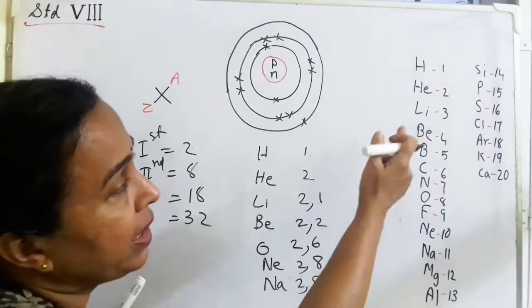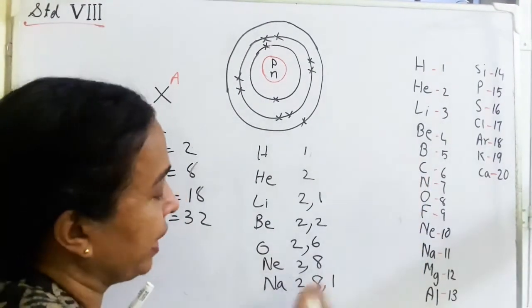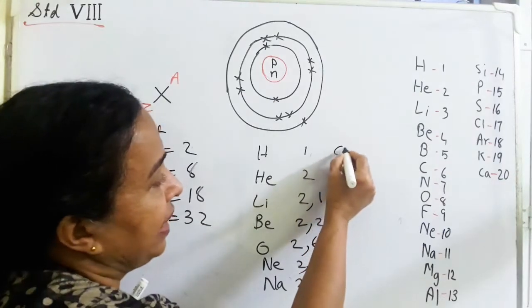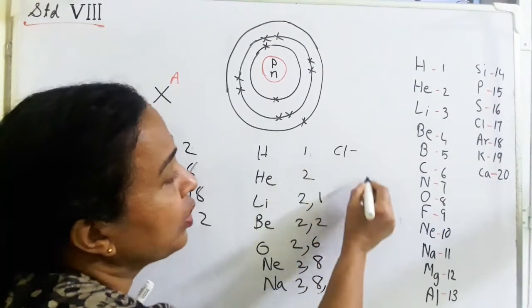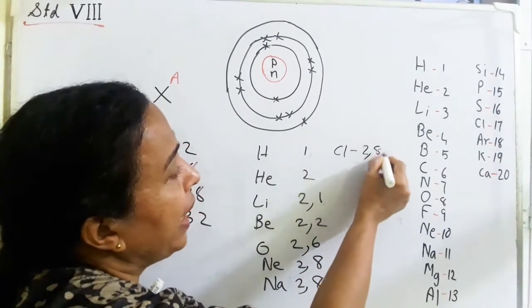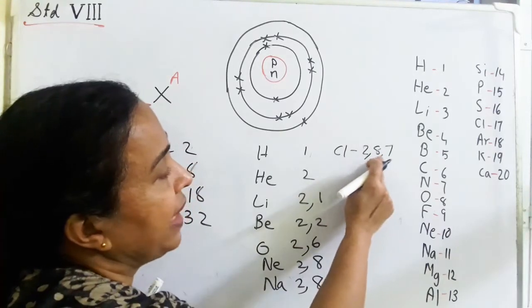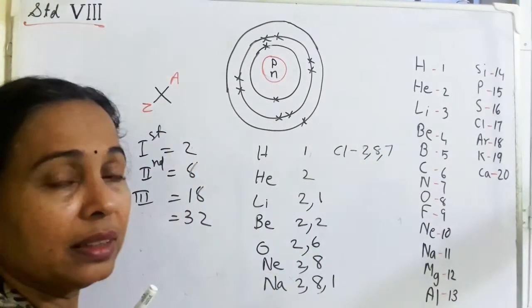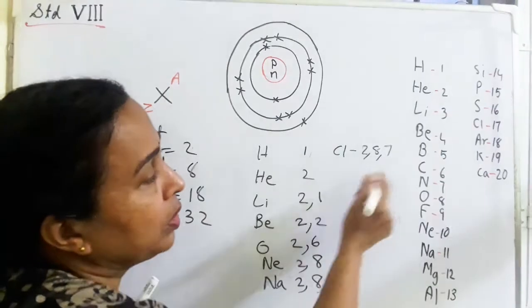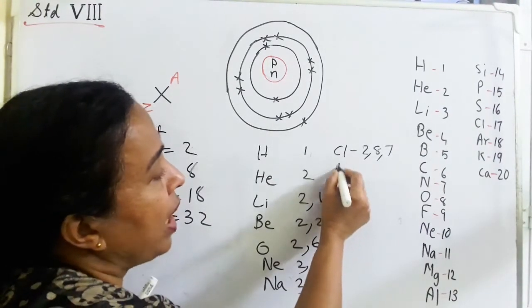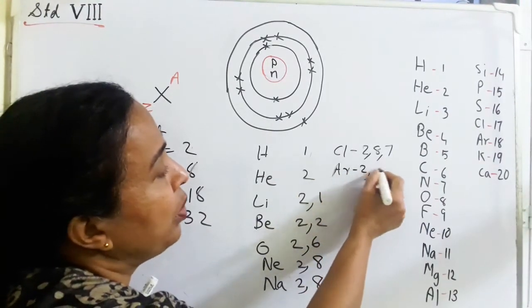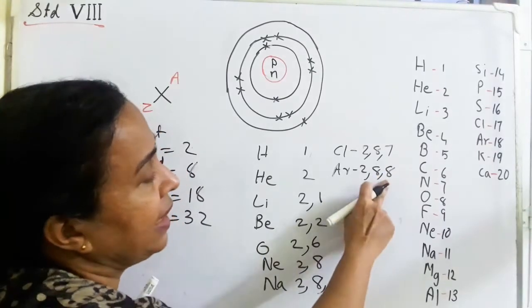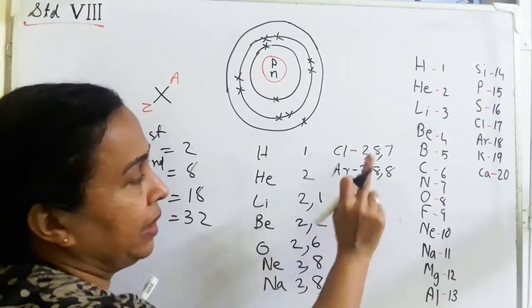Now let us see what is the electronic configuration of chlorine. Chlorine 17. So the electronic configuration will be 2, 8, 7. 2 plus 8, 10, plus 7, 17. Now argon 18. So argon's electronic configuration will be 2, 8, 8. See, 8 electrons in the outermost shell give stability.